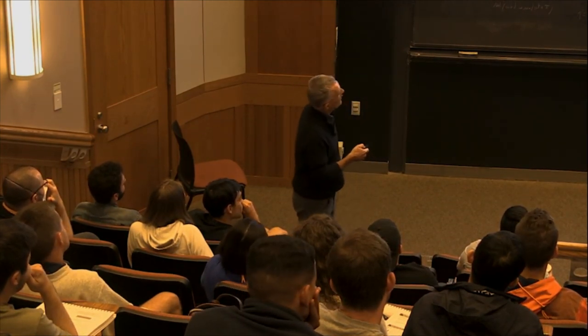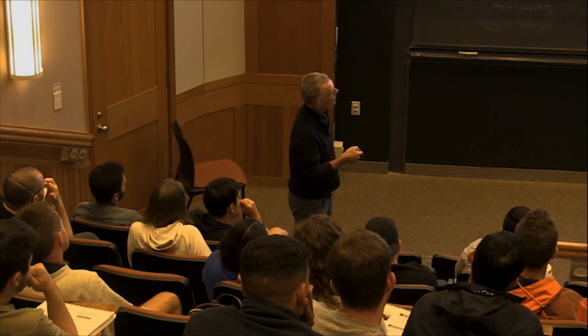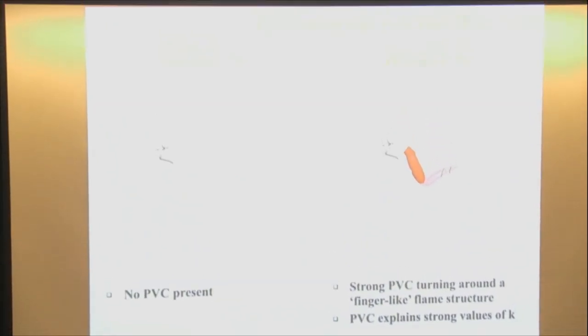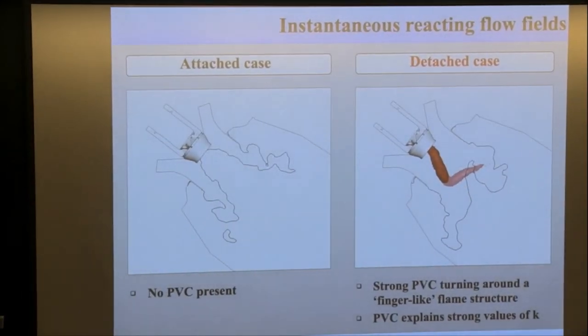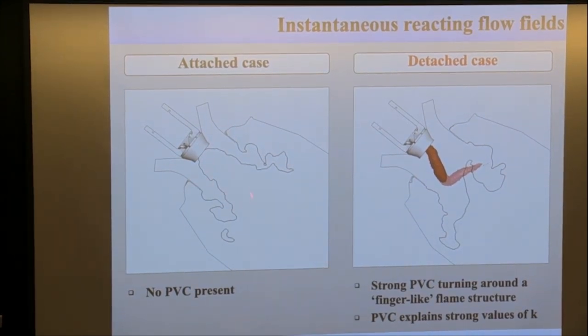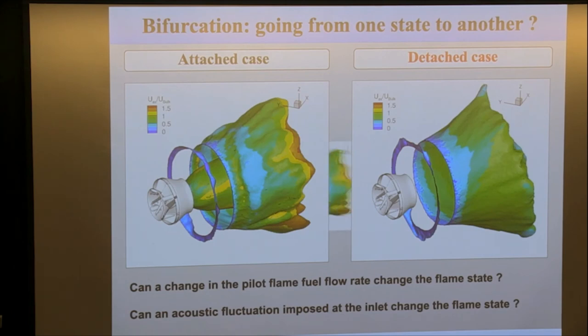And when the flame is detached, this vortex is here. When the flame is attached, it's not there. In other words, there's a competition between the flame being here or the PVC being here. When the flame is here, this is full of burnt gases, and the PVC cannot survive. If the flame is not here, then the PVC can develop. And so you see that there is this competition between two phenomena, and that explains also why we can have two states for the same thing.